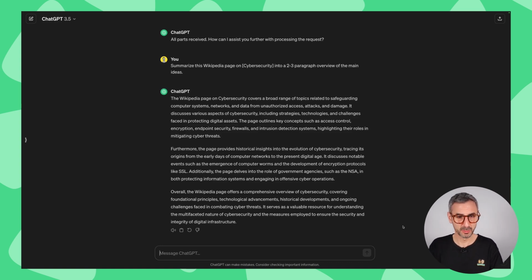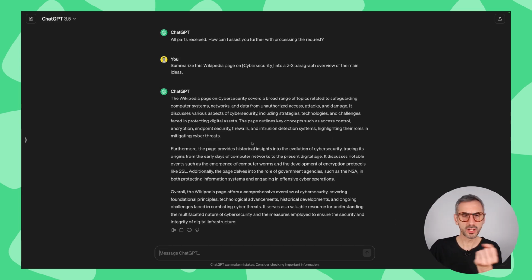So here is my summary right here. The Wikipedia page on cybersecurity covers a broad range of topics related to safeguarding computer systems, networks, and data from unauthorized access, attacks, and damage. It discusses various aspects of cybersecurity, including strategies, technologies, and challenges faced in protecting digital assets. The page outlines key concepts such as access control, encryption, endpoint security, firewalls, and intrusion detection systems, highlighting their roles in mitigating cyber threats, etc., etc.